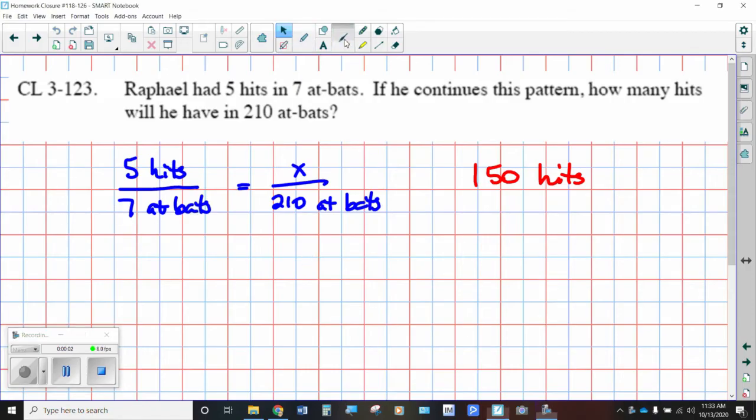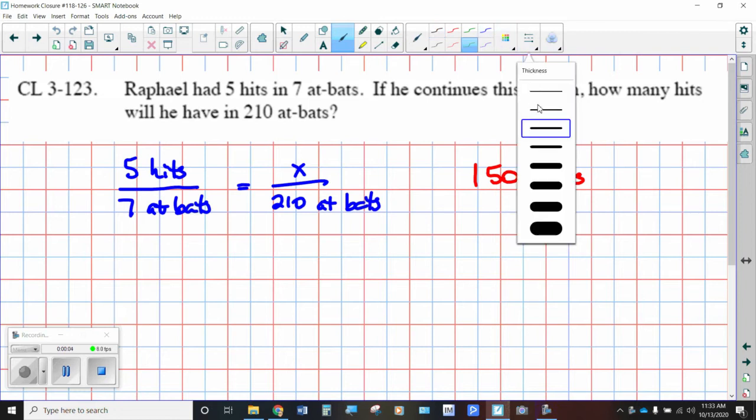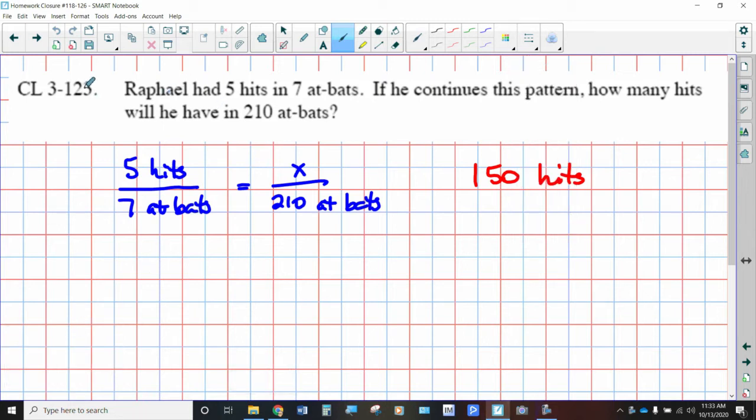Alrighty, let's take a look at our homework. The closure problems 123 through 126 are what were assigned yesterday. So let's look at problem number 123. We got Rafael, 5 hits and 7 at bats. If he continues with this pattern, how many hits will he have in 210 at bats? So we're going to set up this ratio, 5 hits for every 7 at bats, assuming he's going to continue at this pace.